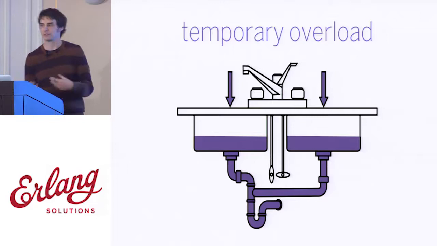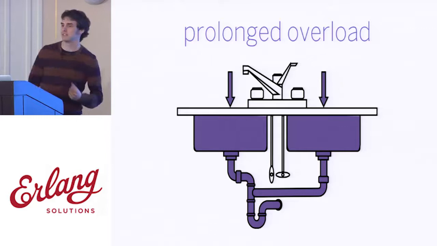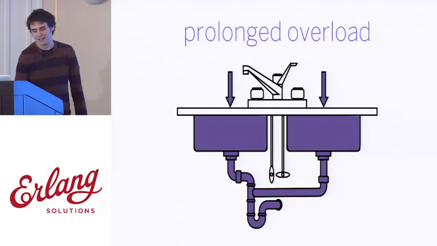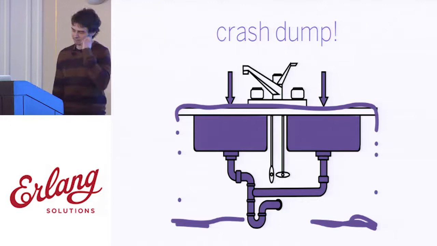The problem comes when you have prolonged overload. So when the overload keeps going and going, and maybe you're popular, maybe you're WhatsApp, and you just got bought for $19 billion, and more people are using your application than before. When that kind of stuff happens, there is a breaking point at which the system can no longer cope with whatever is going on. So, yeah, it's going to get full and full and full, and you're very happy about it. And then all of a sudden, you've got a crash dump. Everything is spilling on the floor. Your system is dying. So yeah, that's overload for you in a very, very short manner.